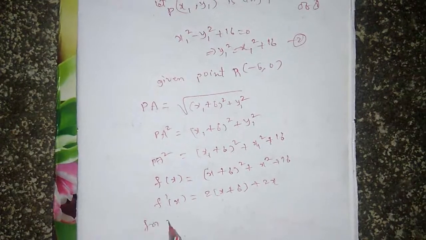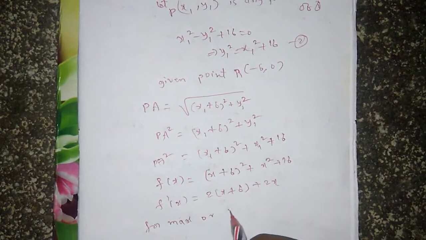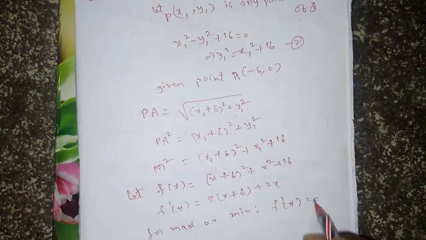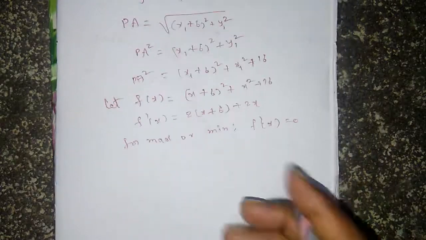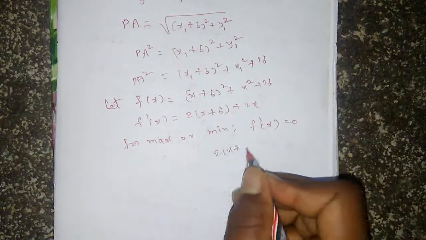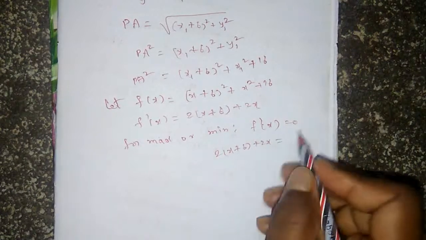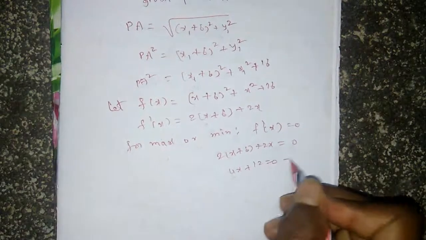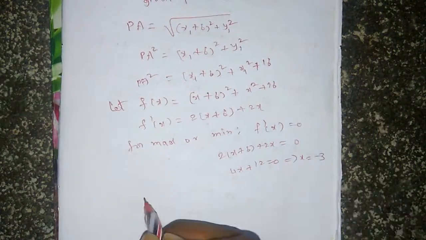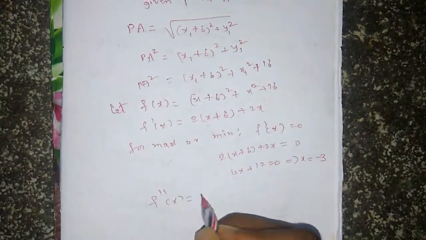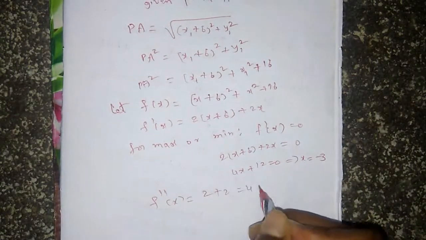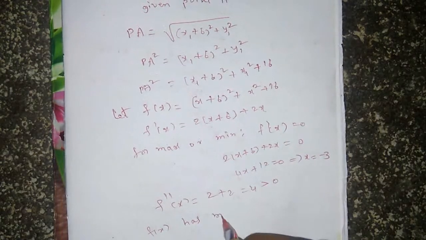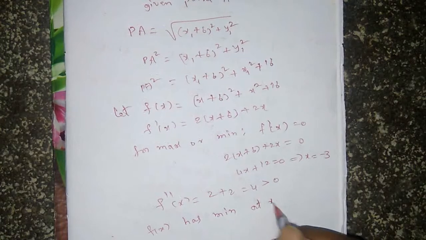Now for maximum or minimum, f dash of x is equal to 0. That is 2 into x plus 6 plus 2x is equal to 0. That is 2x plus 2x, 4x plus 12 is equal to 0, implies x is equal to minus 3. Now f double dash of x is equal to 2 plus 2, that is equal to 4, which is greater than 0. Therefore f of x has minimum value at x is equal to minus 3.